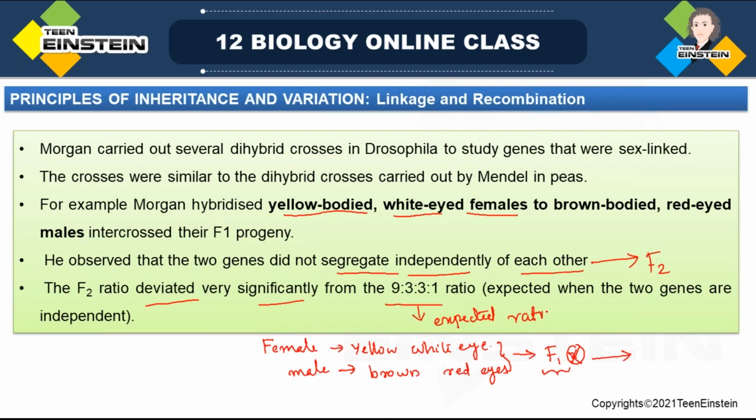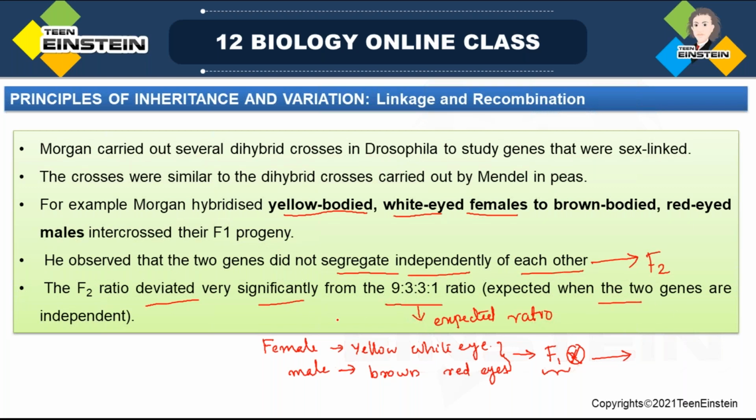In F2, normally which ratio, according to Mendel's study, did he propose? The law of inheritance was already there, and up to that the studies were done. After that, when Morgan came, he conducted sex-linked studies of this Drosophila. After studying Mendel's work, how would he expect the result? 9:3:3:1, the expected ratio when two genes are independent.